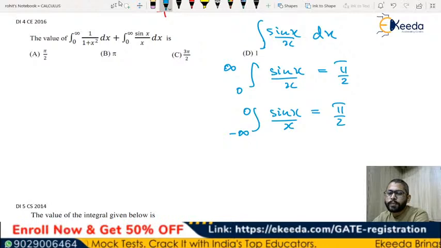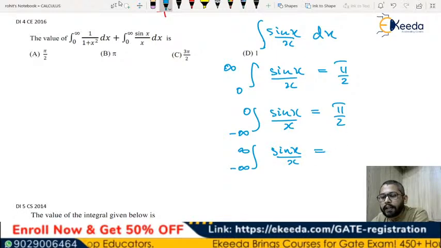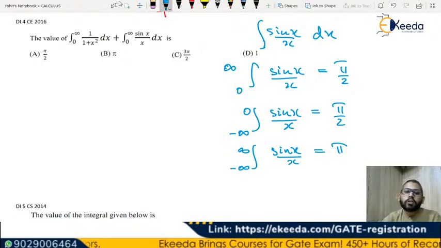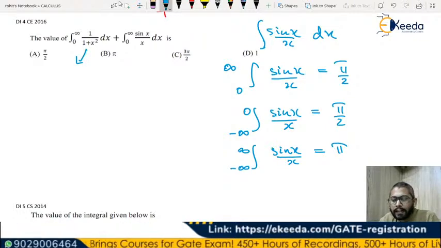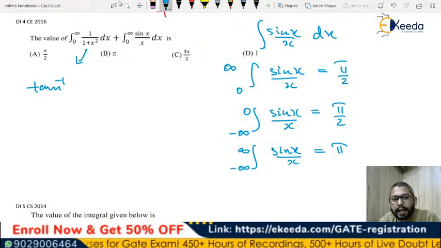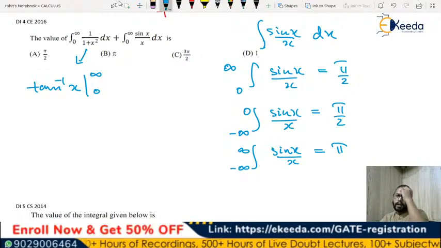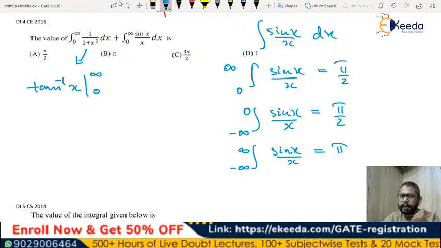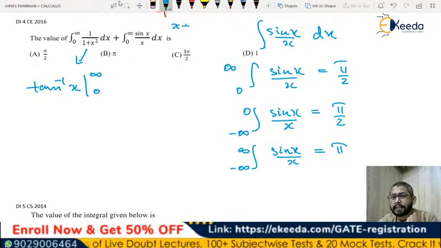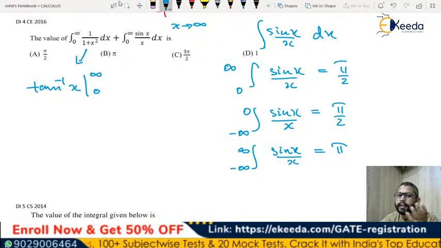Yes, Kirti, it is B option. Otherwise it is from minus infinity to infinity sin x by x, take it pi. Also this integration, 1 by 1 plus x square, is a direct integration. The integration will be tan inverse of x for the limit 0 to infinity. Now this is an improper integration because you cannot take x to be infinity. There cannot be anything like that. But what you can do is x tends to infinity. You can consider that. And you know that tan inverse of x as x tends to infinity will be pi by 2.